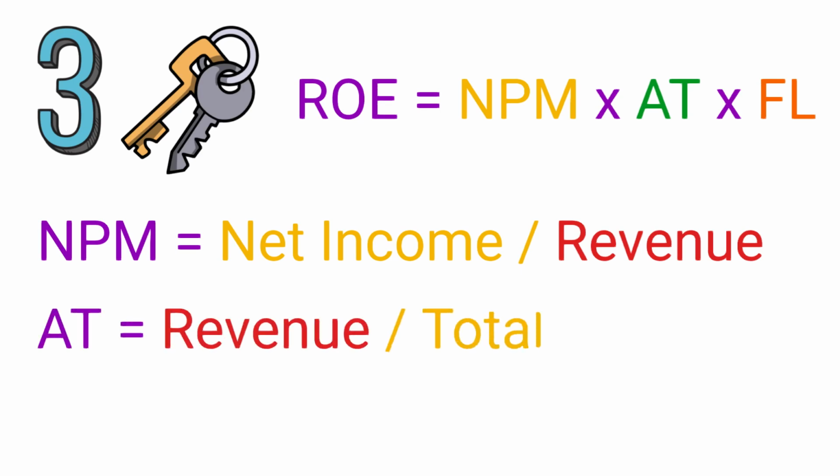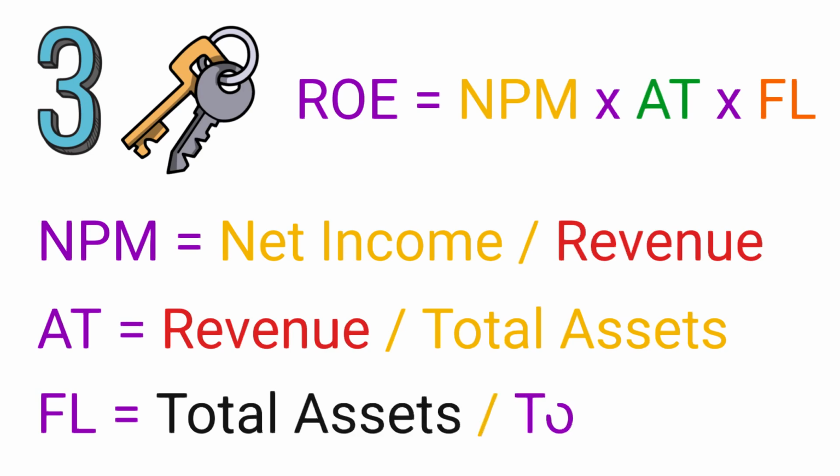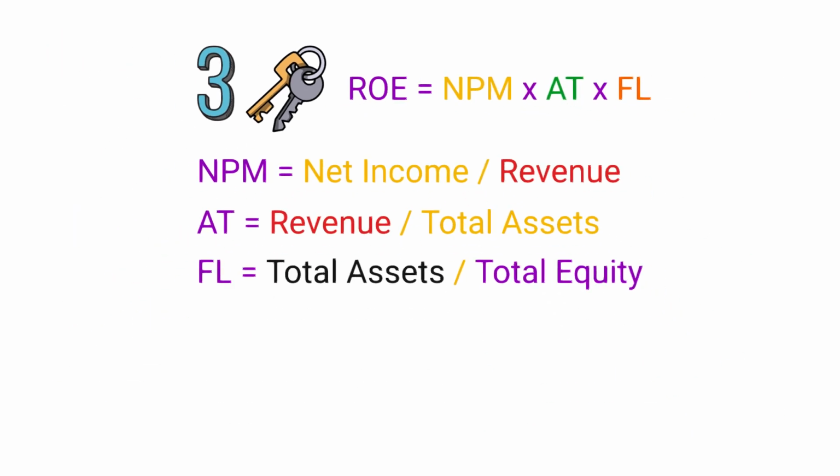Next, we have asset turnover. Asset turnover measures how efficiently a company uses its assets to generate sales. We can calculate it the following way: asset turnover equals total revenue divided by average total assets. Finally, we have financial leverage. Financial leverage assesses how much the company relies on debt to finance its operations. It is calculated as financial leverage equals average total assets divided by average shareholders' equity.